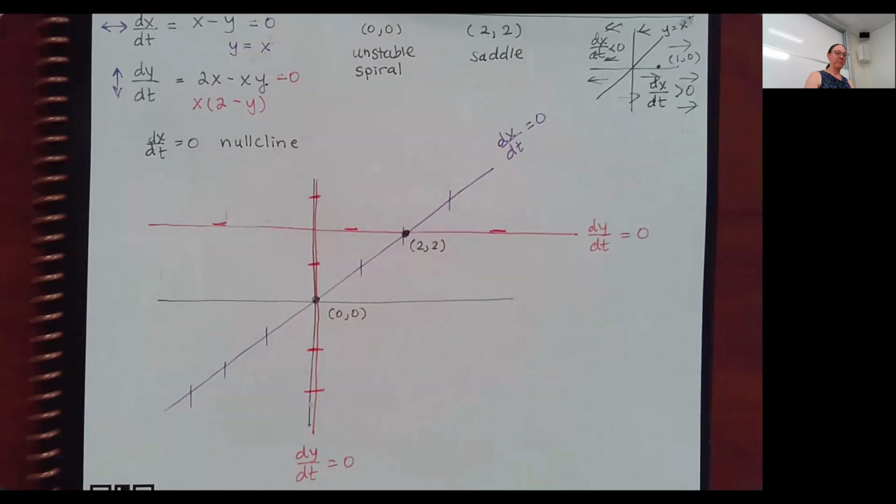Points 1, 0, I plugged that point into dx/dt to figure out if I'm pointing left or right. What happens if you plug into dy/dt or what?